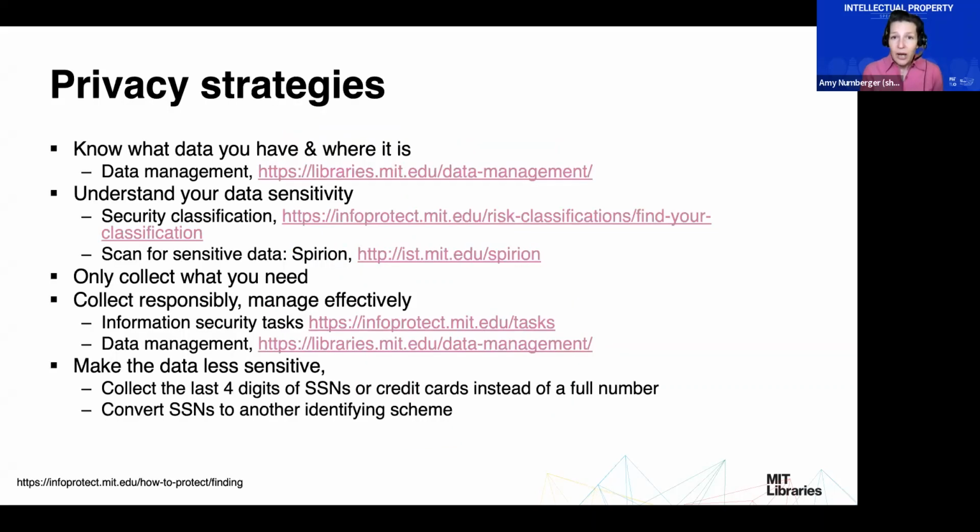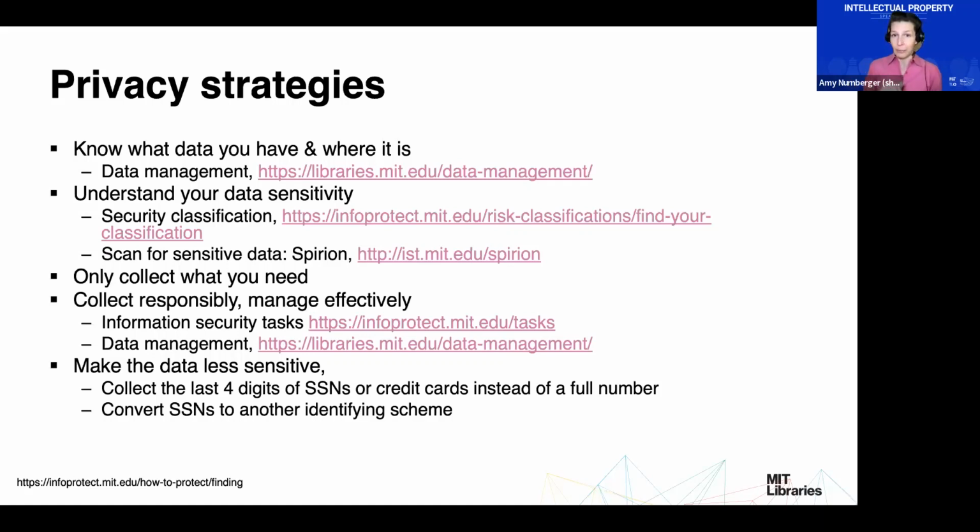Now, basic privacy strategies in this space is, first of all, to know what data you have, where it is. And that's something that we often deal with in data management services, is helping you set up your infrastructure, your ecosystem for your research information, your research data. So it's really easy for you to answer that question about what is it that you have, where does it live, how can you find it, who has access to it. And then there's understanding your data sensitivity. Like I said, InfoProtect is a really good tool in this space. There's also a great tool that MIT IS&T offers called Spirion that can scan your data files for sensitive information like social security numbers, credit card numbers, things like that.